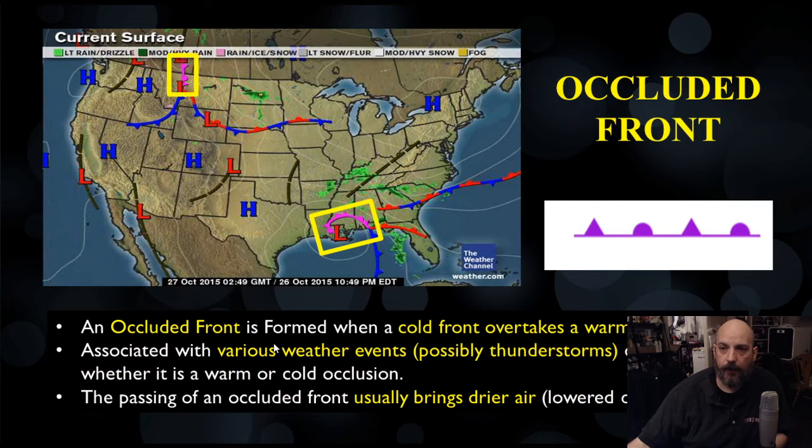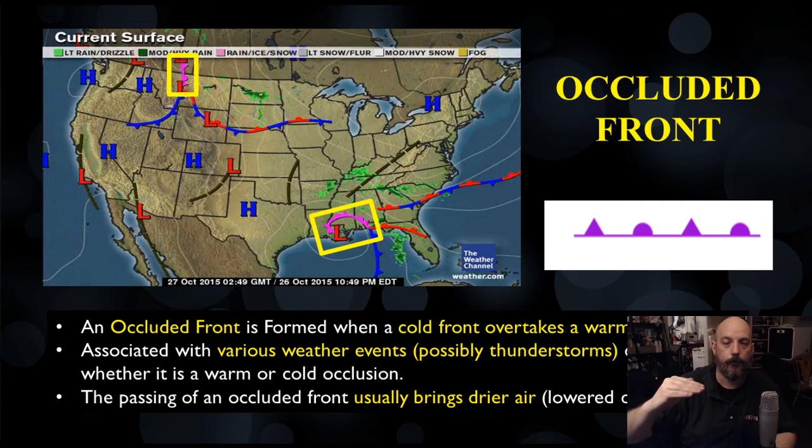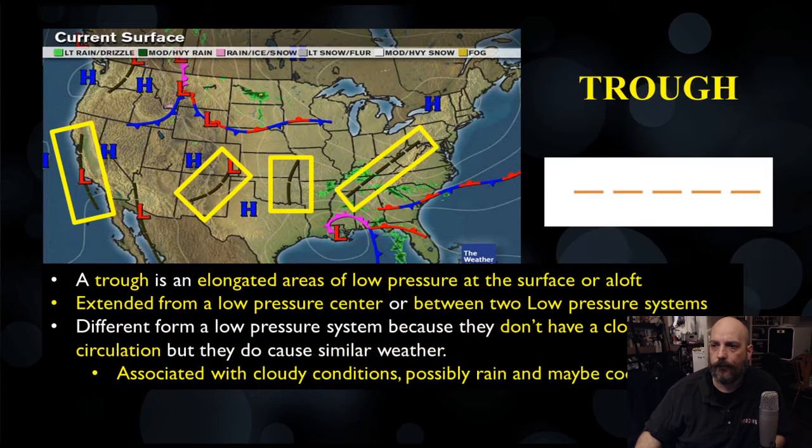Up next, we've got that occluded front. That was the purple with the circles and the triangles. And we've got a couple of them in play. An occluded front is when a cold front takes over a warm front. Because remember how I said the cold front moves really fast and that warm front moves really slow? So as that warm front's moving, that cold front's going to overtake it, and then their temperatures are going to mix, and you're going to get an occluded front. This usually means that you have drier air, so there's not going to be as much precipitation around it, as with cold fronts and warm fronts.